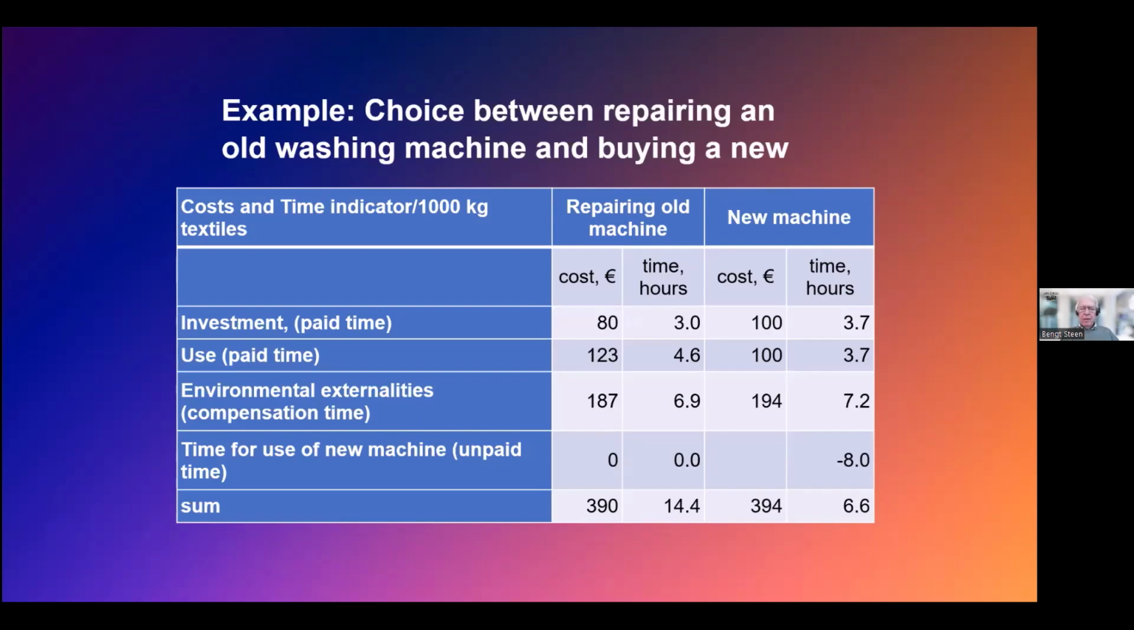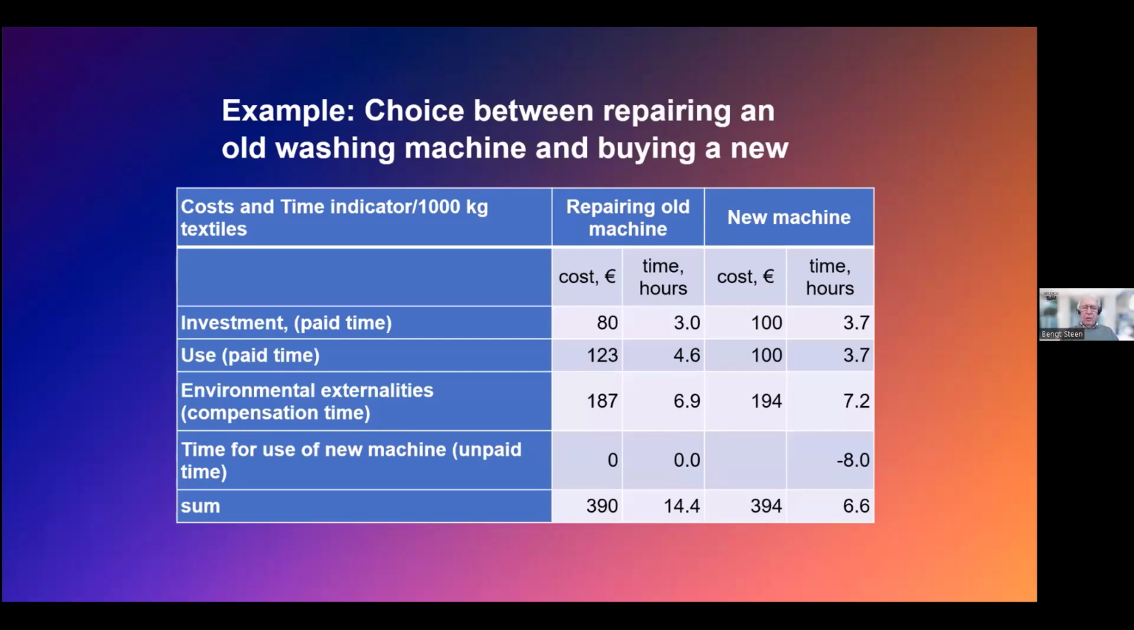I think that the relation between the cost and time is simply salary. So you use salaries to convert costs to time. The interesting thing with this case study is that if you wouldn't consider the unpaid use time, it would be about equal. There's no real big difference between repairing an old machine and buying a new machine.